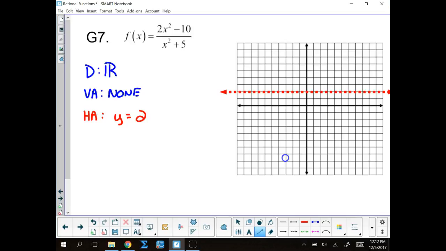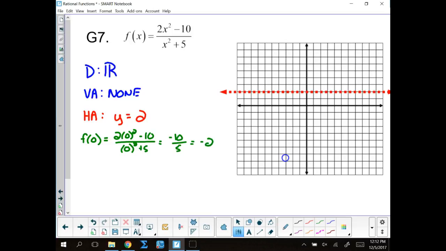Y-intercept. Two times 0 squared minus 10 all over 0 squared plus 5. That's going to be negative 10 over positive 5. That's going to be negative 2. So my what, Nick? My y-intercept is 0, comma, negative 2.